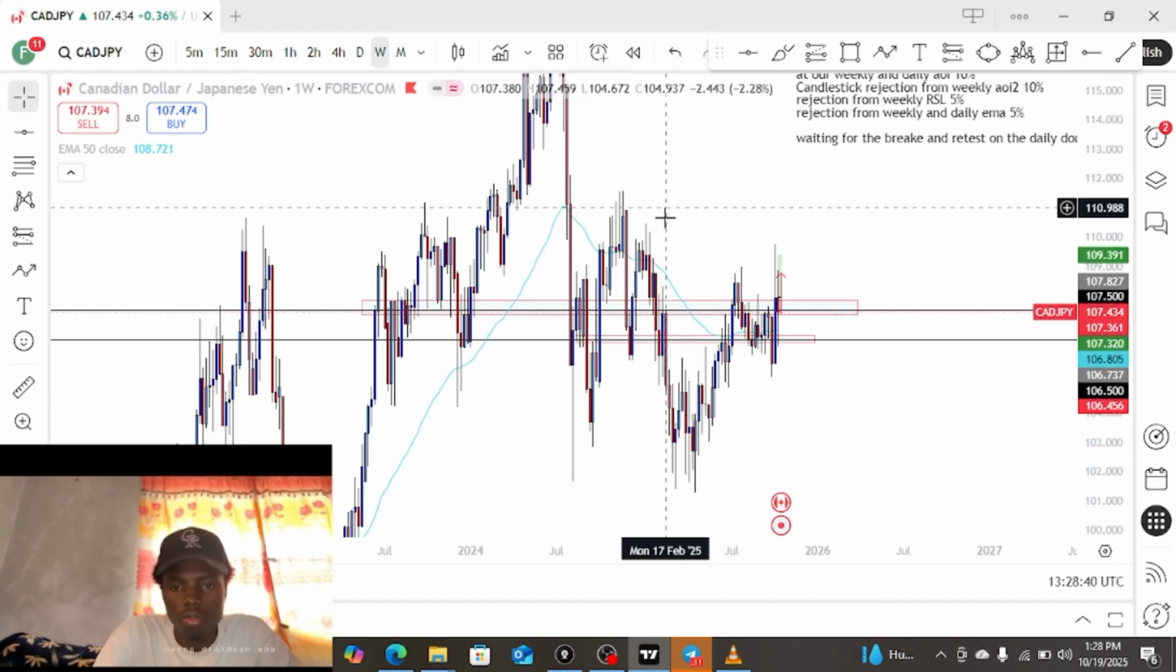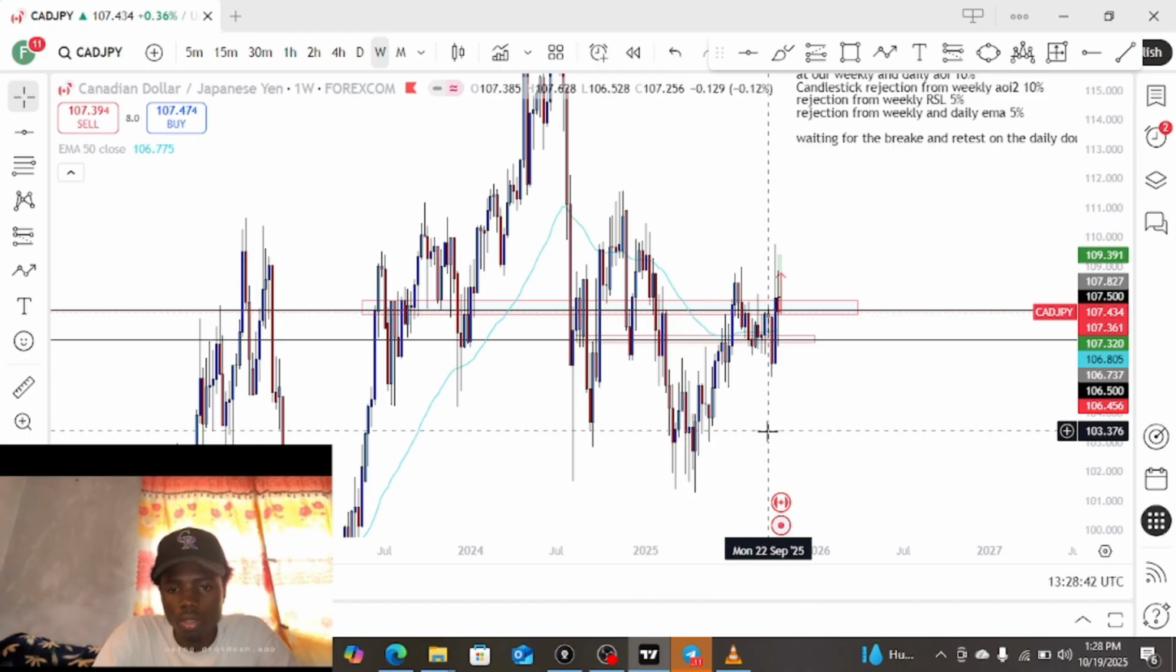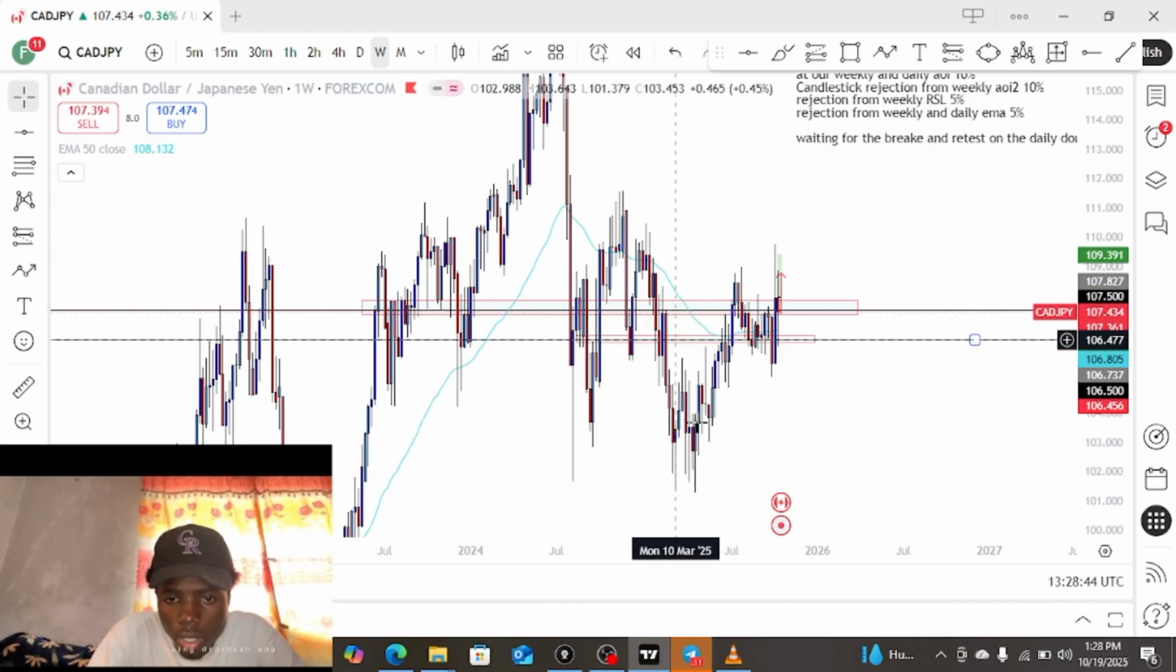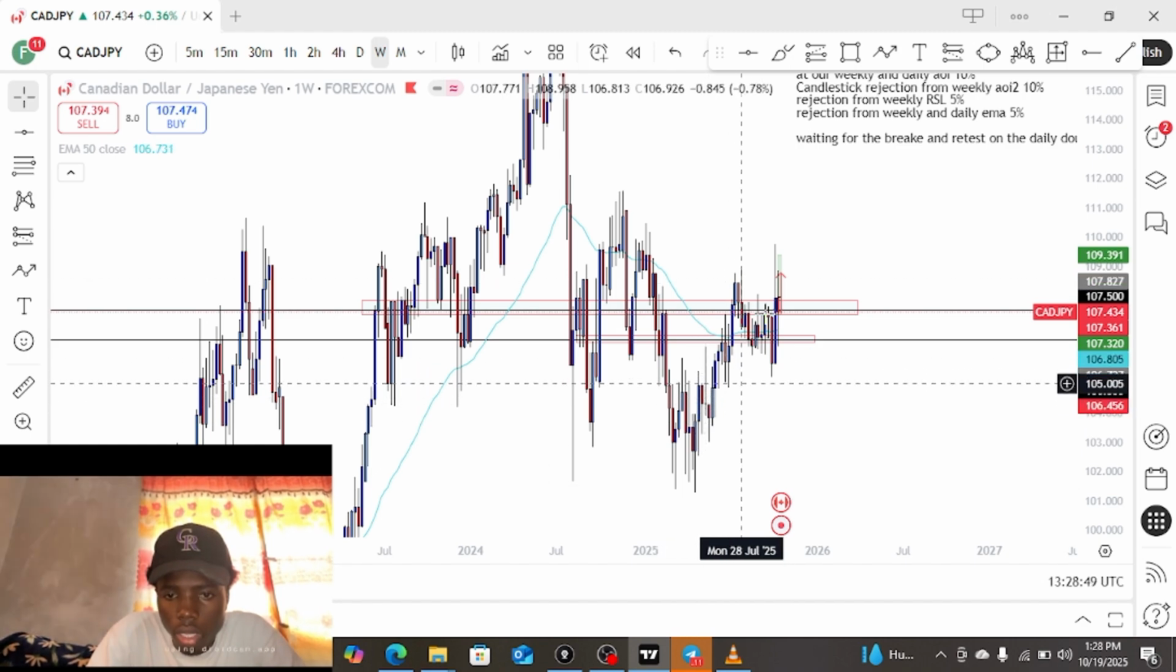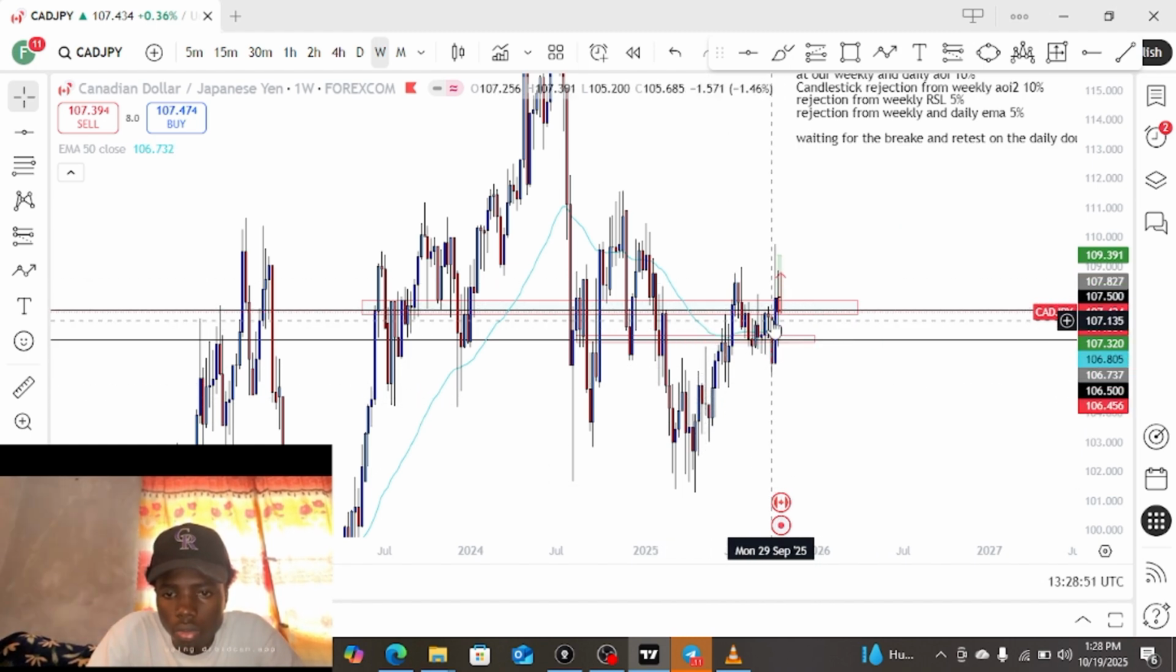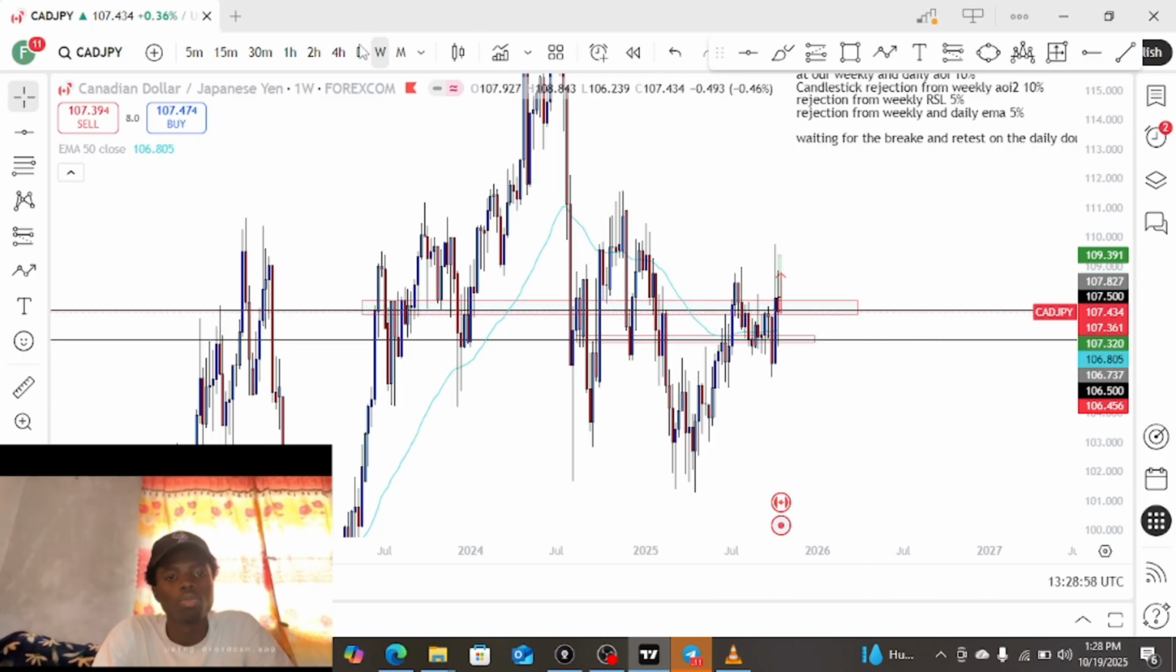Lower low, lower high. Lower low, lower high, higher high, higher low, lower low, lower high, higher high, higher low. This is bullish. The weekly is bullish.